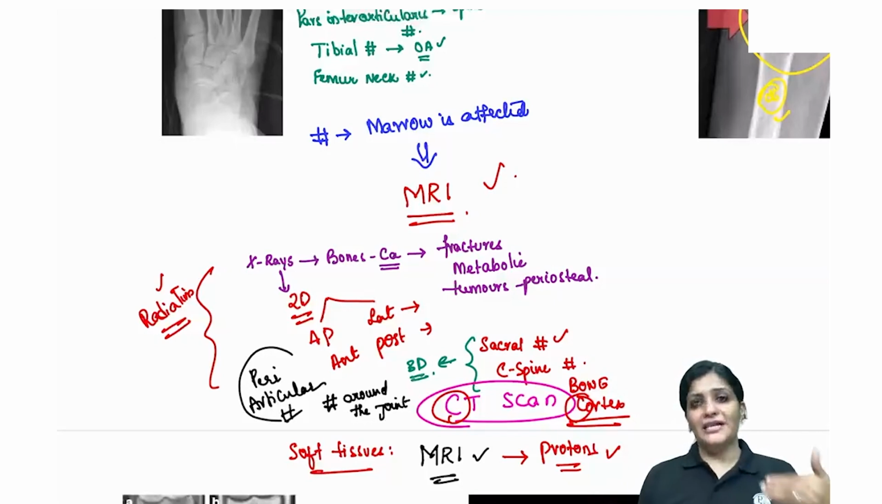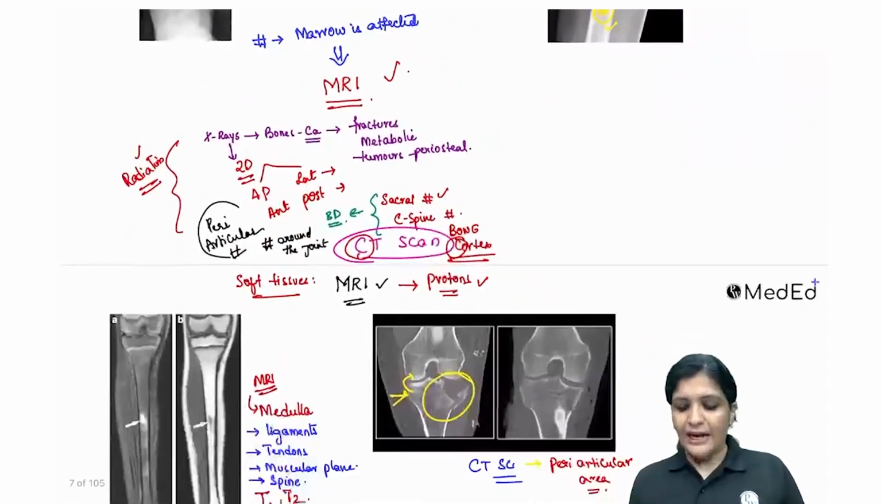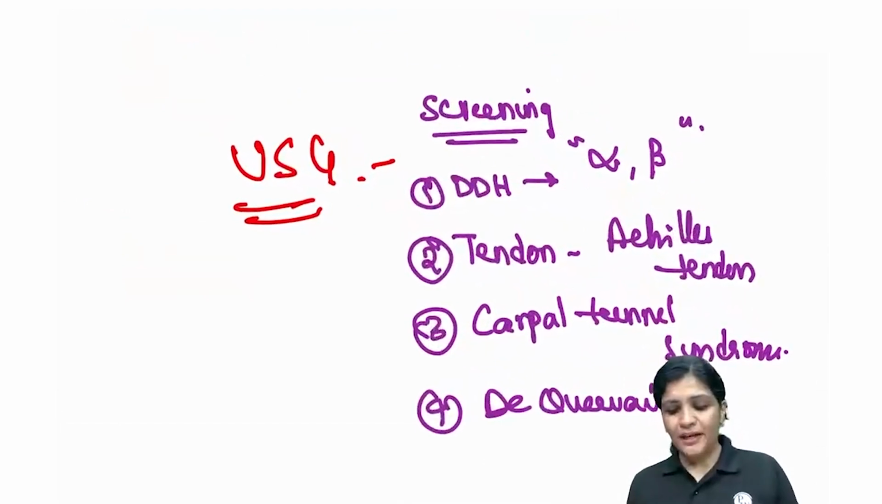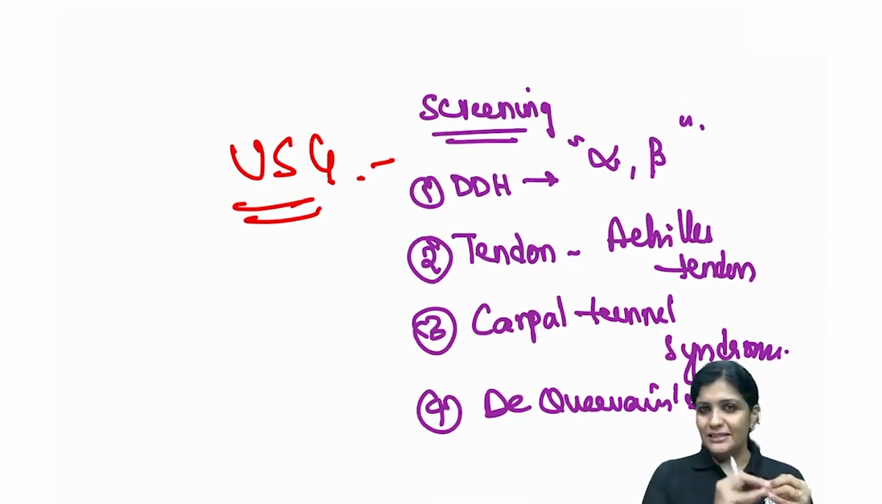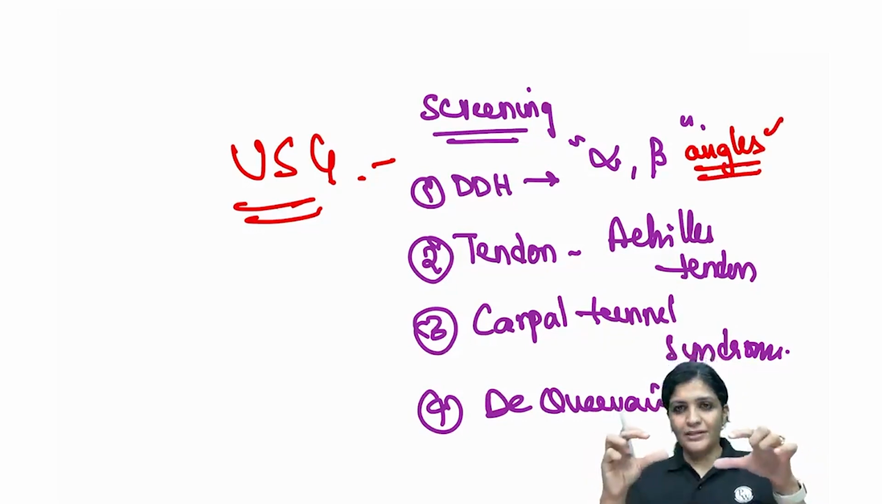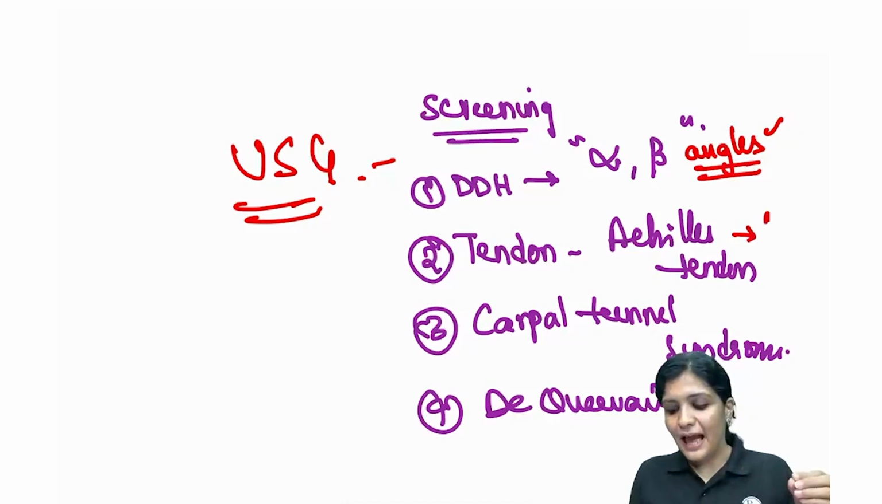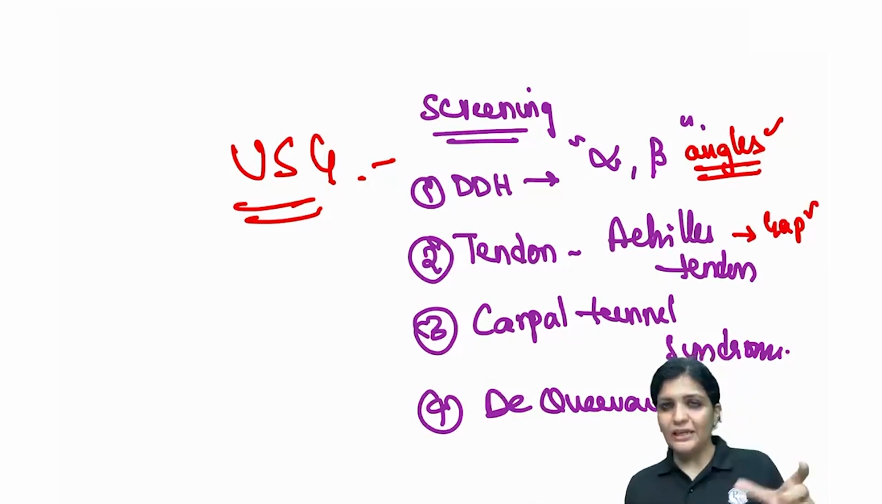Similarly, if they ask about multiple stress fractures, what is the investigation of choice? It is the bone scan. But initially, what is the best investigation of stress fracture? It is the MRI. Very good. And ultrasound, the uses of ultrasound in orthopedics. There are certain conditions. One is DDH, for alpha and beta angles, and then you have the tendo-Achilles, which is a very big tendon. On the ultrasound you can pick up if there is a gap or a tear.